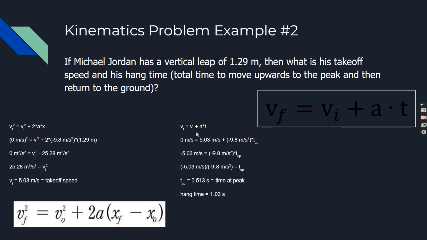And then you can use the first equation to find out the second part of the question, and you plug in velocity final 0 for the same reason this is 0, and velocity initial 5.03 meters per second. You got that from this problem. And then for acceleration, you plug in the constant acceleration due to gravity and time, which is what you're solving for. And then you manipulate the equation, you divide both sides by gravity, and you get the time equals 0.513 seconds, which you multiply times 2 because you're looking for the total time he's in the air. So that's 1.03 seconds, and that's his total hang time, which answers the question.